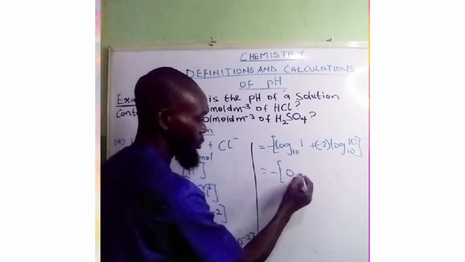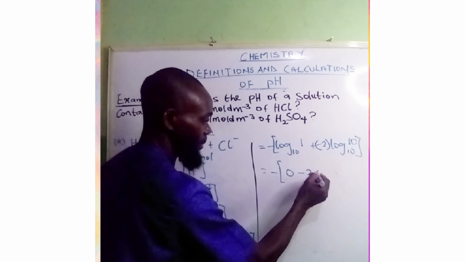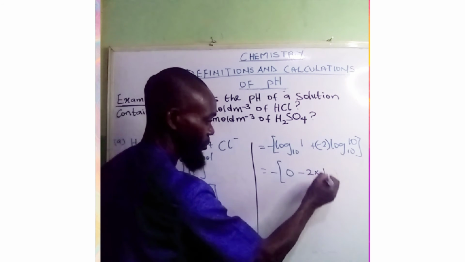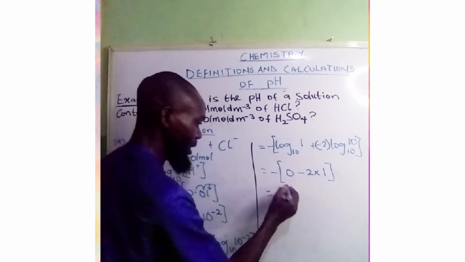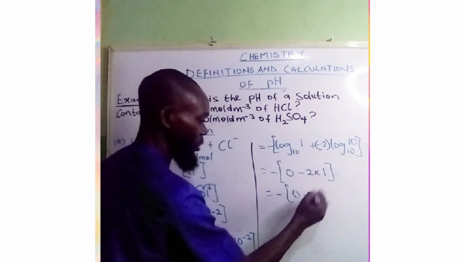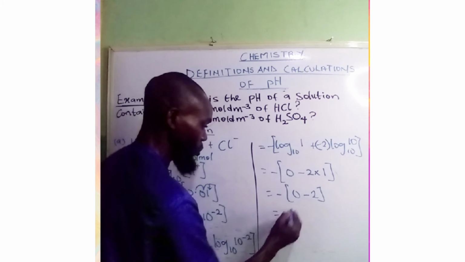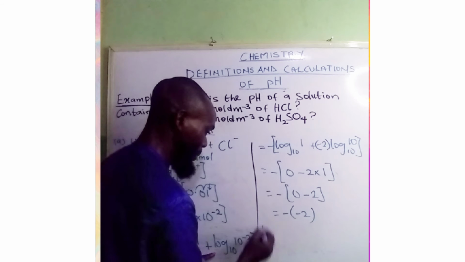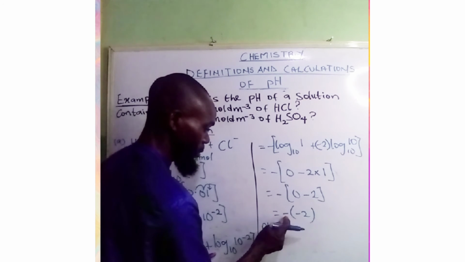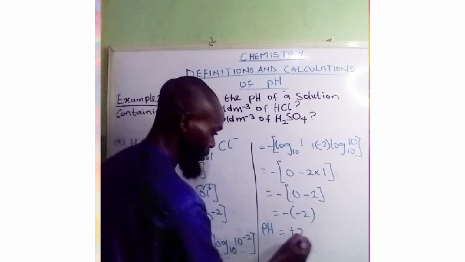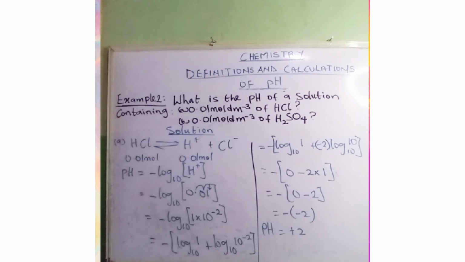Plus, times minus, we have minus 2, multiplied by log 10 to base 10, which gives us 1. So we have minus 0 minus 2 times 1, we have 2. So 0 minus 2, we have minus 2. So our pH equals minus times minus, we have plus 2. So that's the pH of the hydrogen ion in hydrochloric acid.